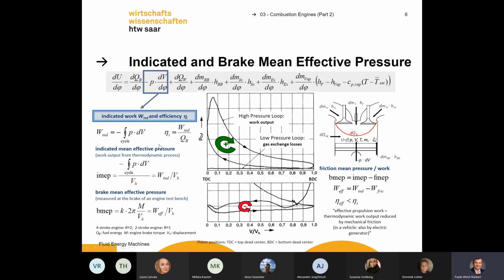And of course, you can calculate your efficiency. The efficiency is the work that was given by the engine divided by the chemical energy, or the heat of the reaction.